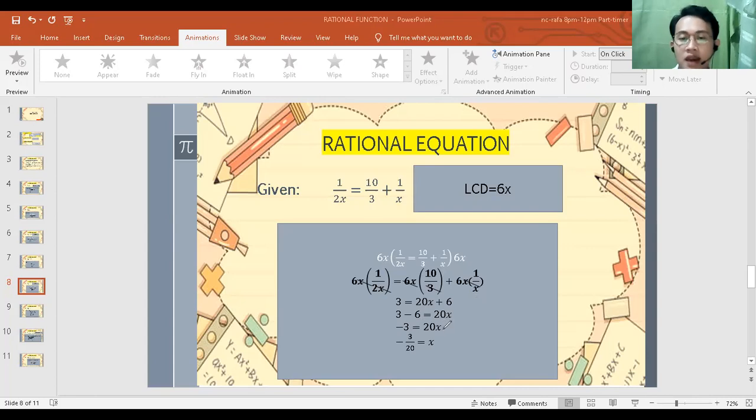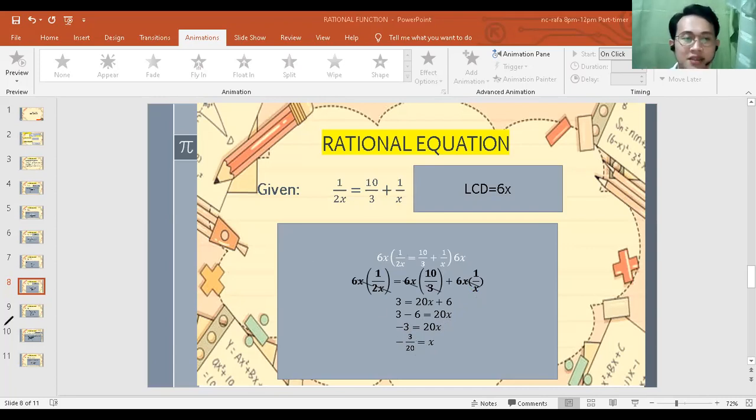And then find the value of x by dividing both sides by the constant number beside x, which is 20. So we divide 20 here. That's why 20x over 20 will turn out to x only, because 20x over 20, we can cancel out 20 and 20, that's equal to 1. And then negative 3 over 20 is the value of x.